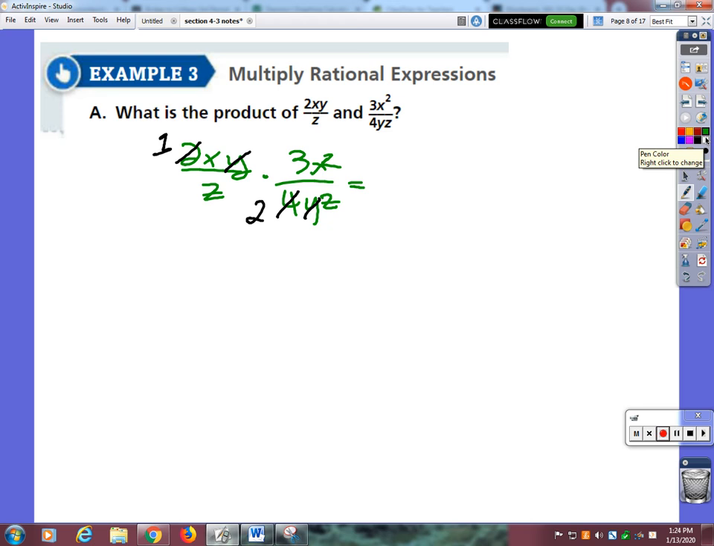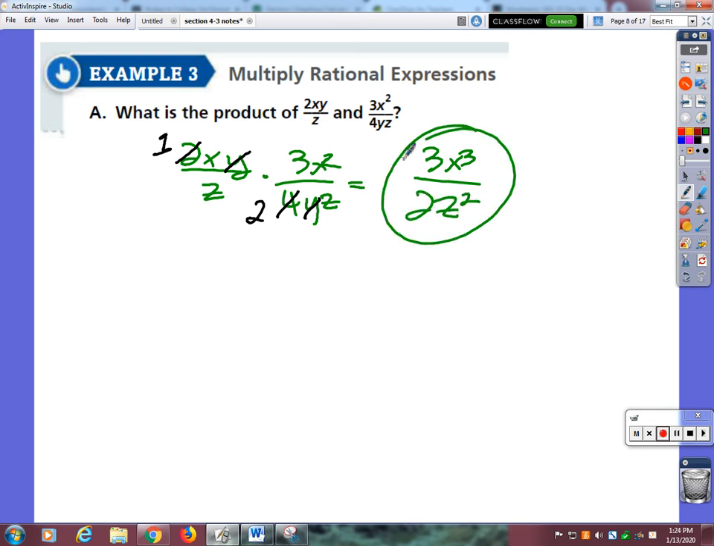And so now I just multiply together what's left. So what is x times 3x squared? 3x cubed. Nice job. What is z times 2z? 2z squared. And then I am done. So a little bit of an added step here. We're technically factoring and then canceling, and then we're going to multiply them together. But you want to cancel before you multiply.